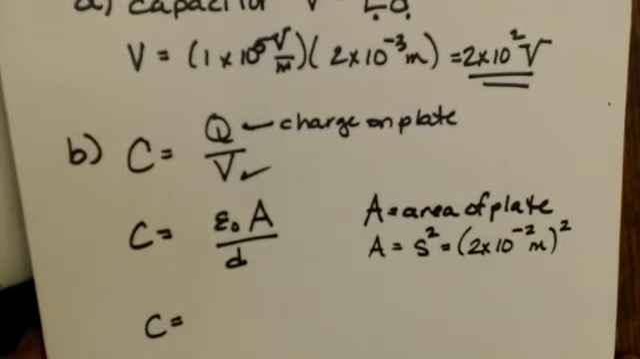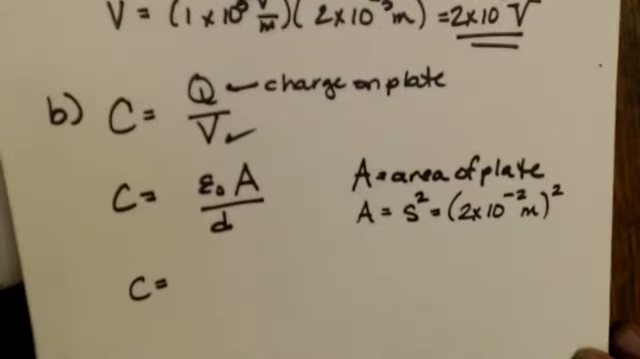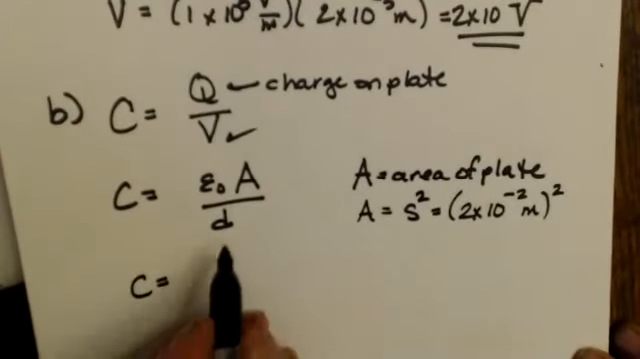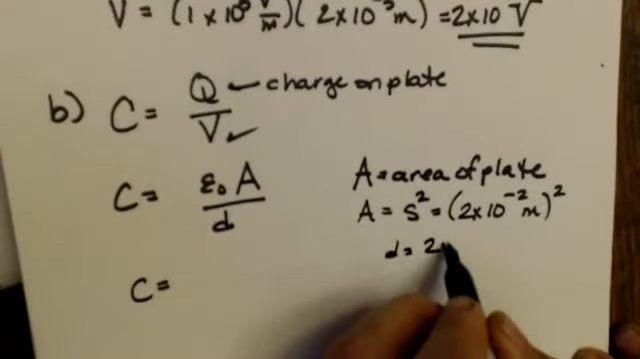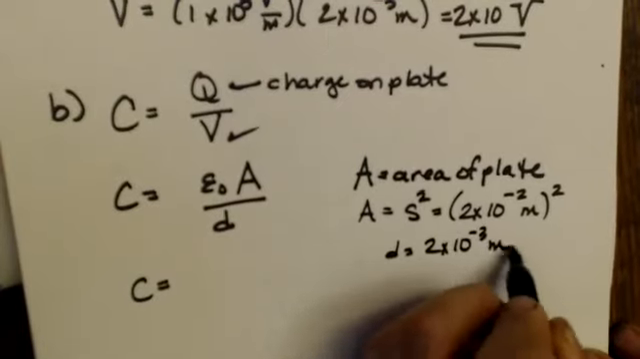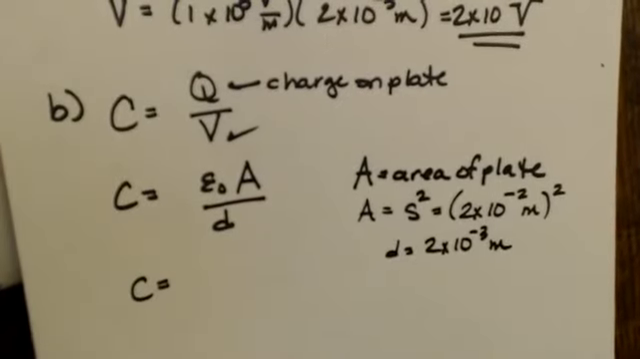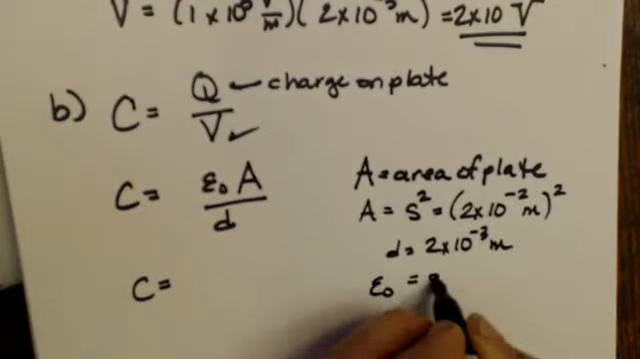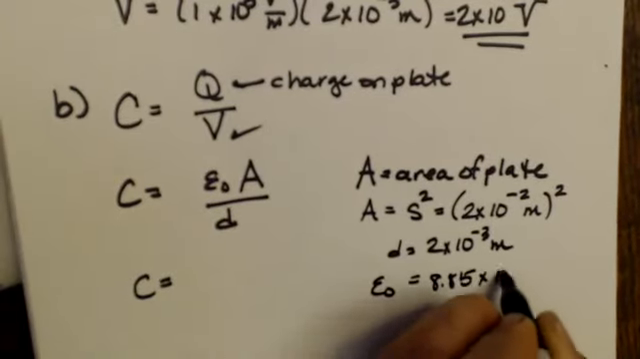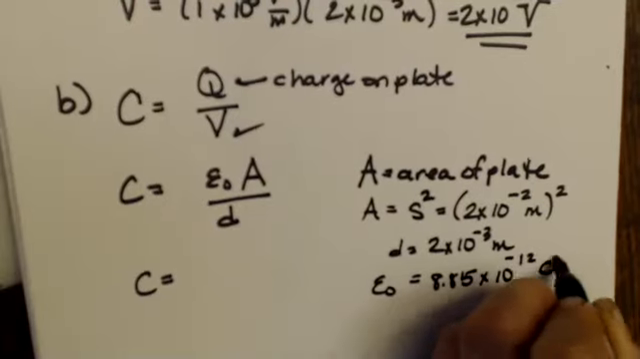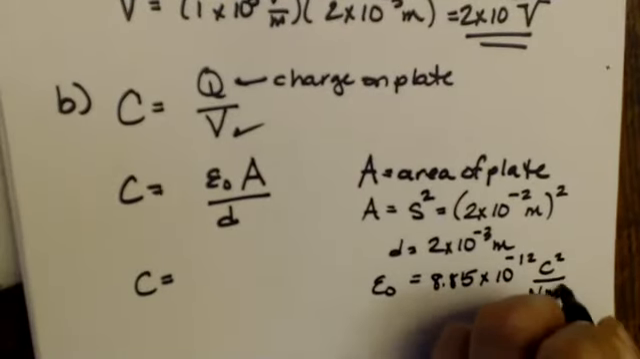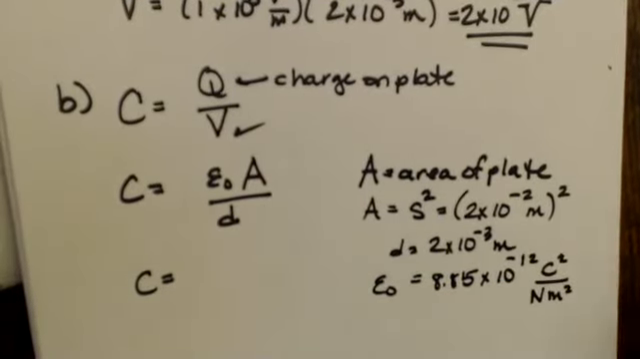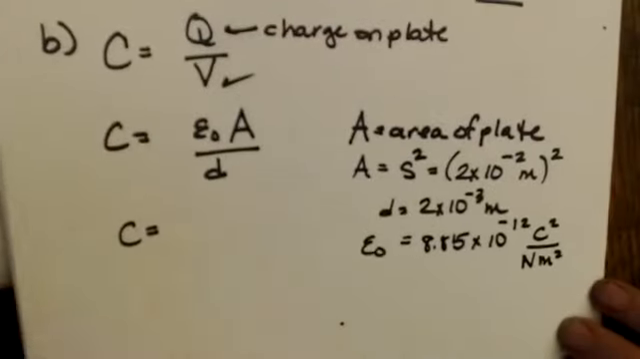So the area is just going to be 2 times 10 to the minus 2 squared. Okay. And I know D is 2 times 10 to the negative 3 meters. And epsilon naught, I look up because it's in the front cover of my book. Epsilon naught is the permittivity constant, and it is 8.85 times 10 to the negative 12 Coulomb squared per Newton meter squared. Okay, so I find the capacitance.